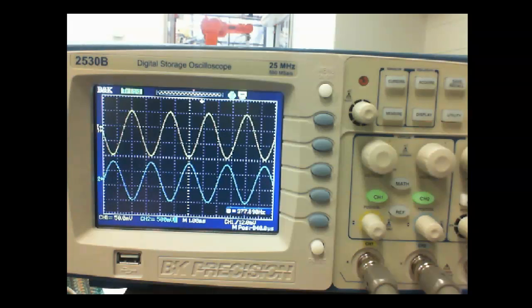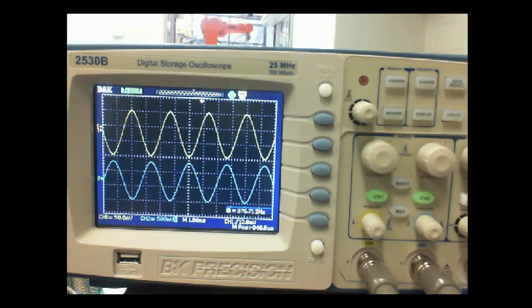So that would be a gain of what? I had a gain of 10. When I bring 150 millivolts in, I should get 1.5 volts out. But here I'm getting 1.3 volts out. So that's 1.3 divided by 150 millivolts. That's still pretty good. That's still pretty close to what we calculated, right? What's that? 8.6.